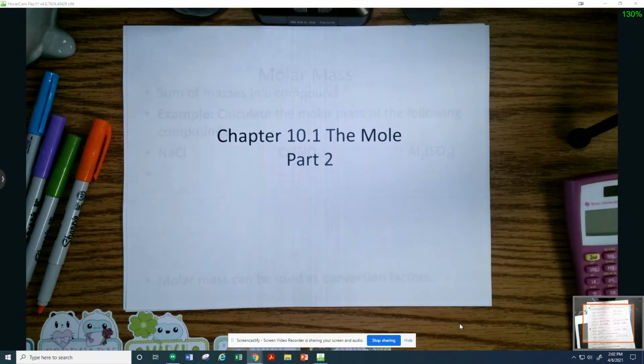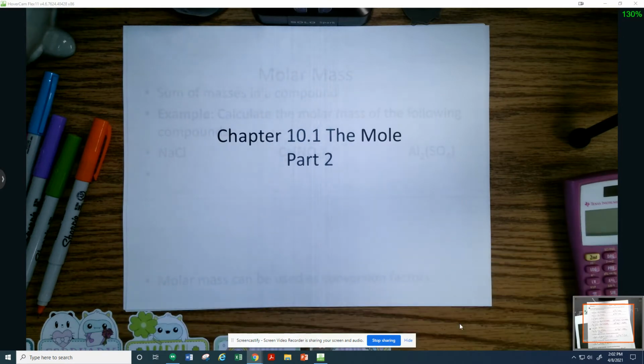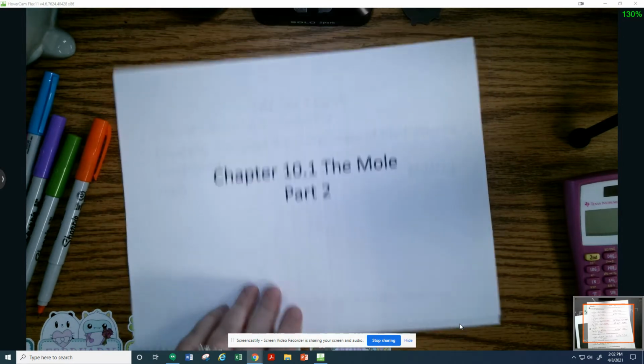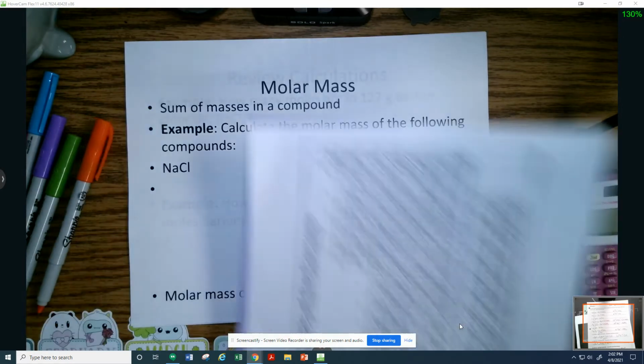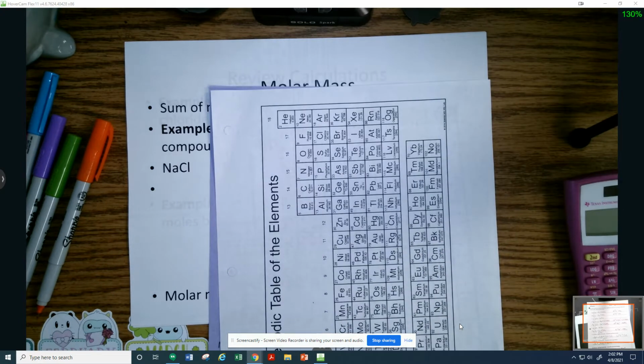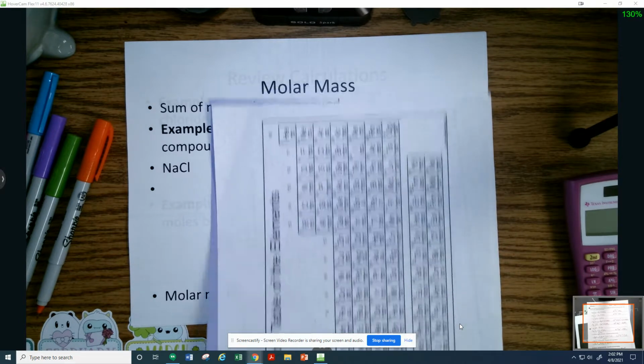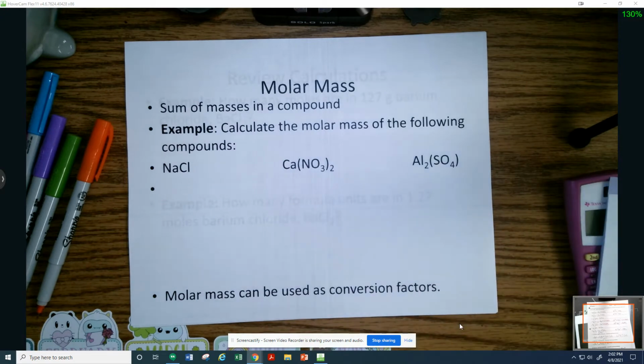Welcome to the next topic, topic 9.2, where we're going to be working on our next part of the mole. For this lesson, you definitely need your periodic table yet again and that mole map resource. So please have those two things ready along with a calculator.